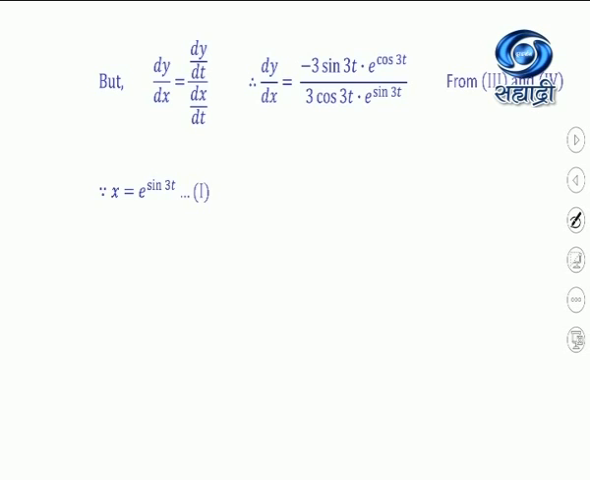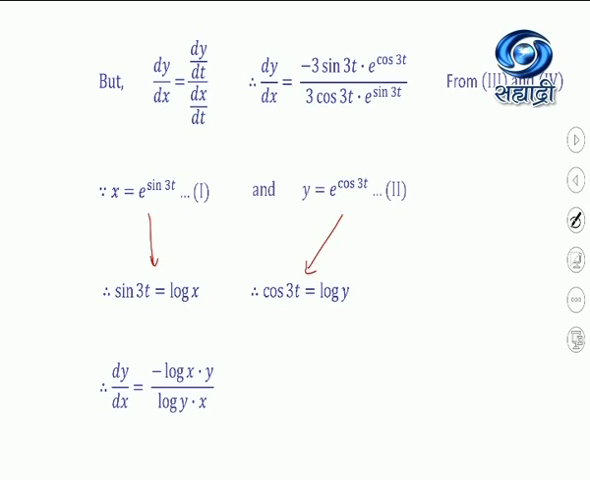Now what is our next step? Here we are given x equals e to the power sin 3t and y equals e to the power cos 3t. But what do you say? We write the logarithmic form here: sin 3t equals log x, and here cos 3t equals log y, and we substitute these values here. See here, sin 3t equals this, the 3 gets cancelled, sin 3t equals log x. So here you write log x in this way.